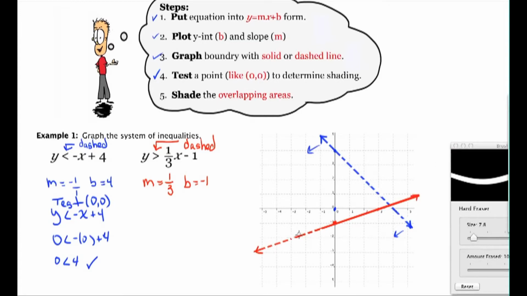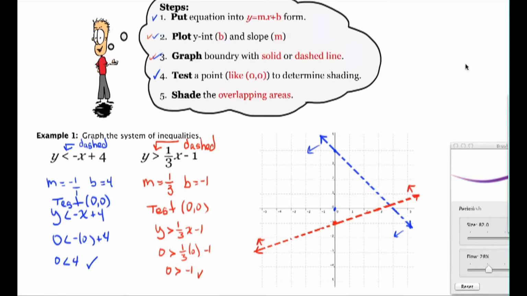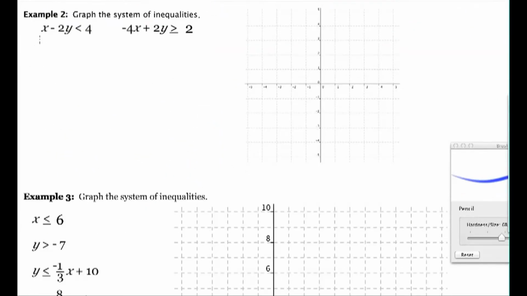And now I'll do the same for the second equation. It's going to be a dashed line. Slope is 1/3. Y-intercept is -1. I can also test 0, 0, and I see that it works. So I want to see the area that both the inequalities have in common, where they both overlap, and it's this purple region.